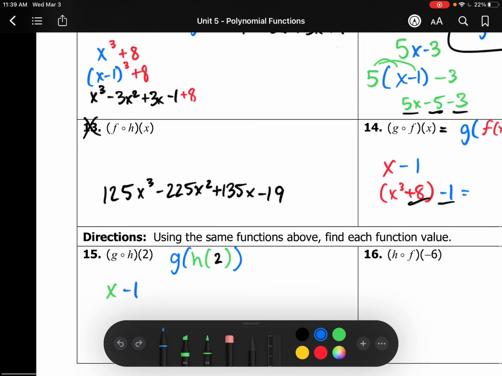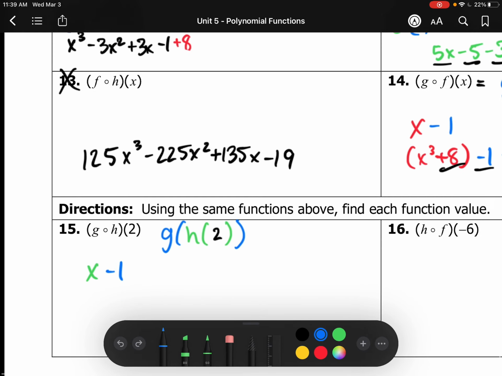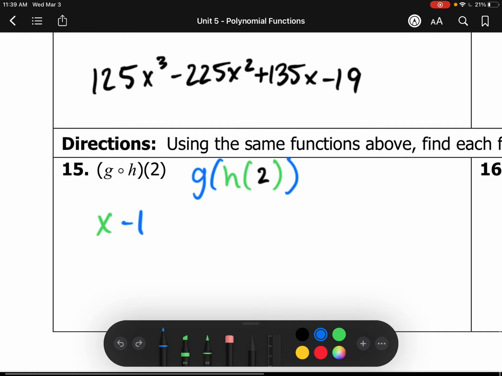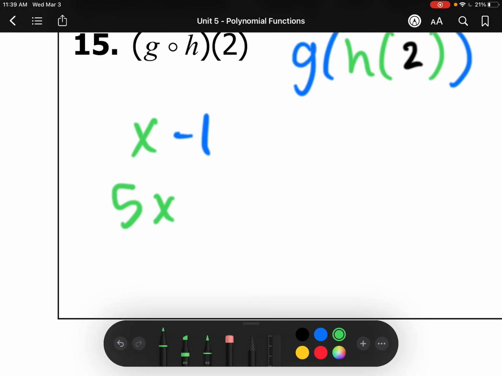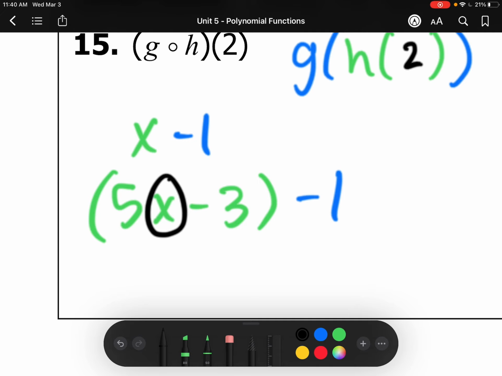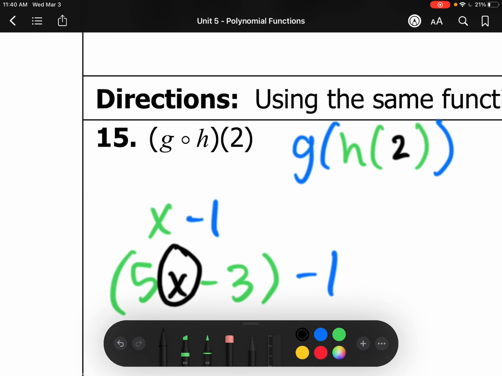So I'm going to write in function h right there. Function h is 5x minus 3. So this x becomes 5x minus 3 minus 1. And in function h, this x right here is actually supposed to be 2, so I'm going to replace this x with 2, because we were given the input 2.